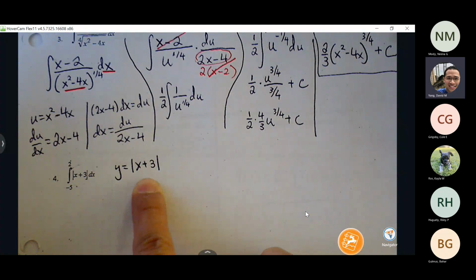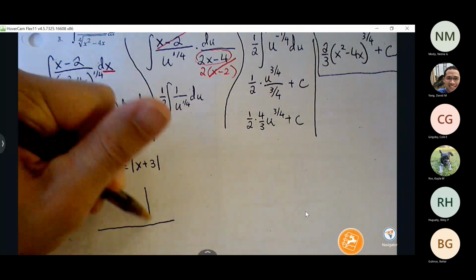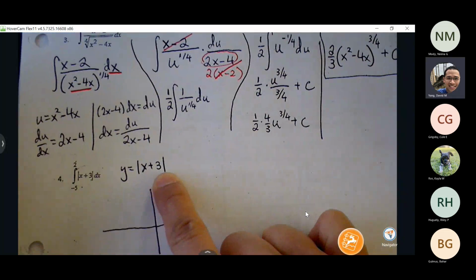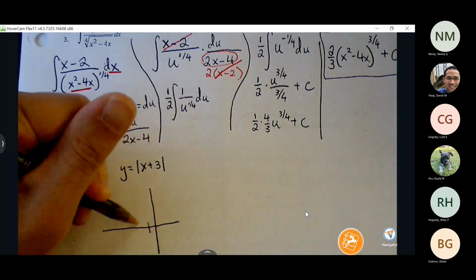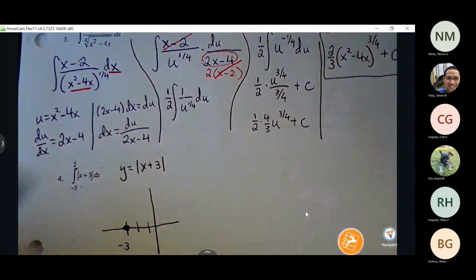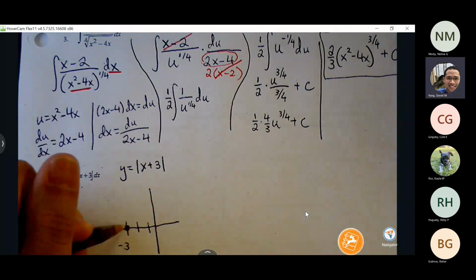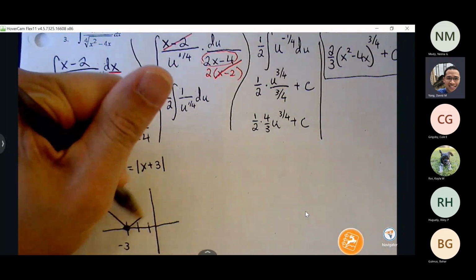So first, let's graph this function here. Absolute value of x plus 3. That's just taking that vertex that was at 0, 0 and shifting it to the left 3 units. So we're going to extend from -5 on the left and +2 on the right.